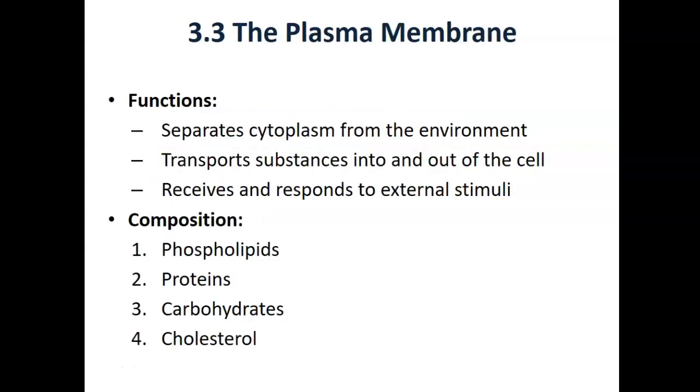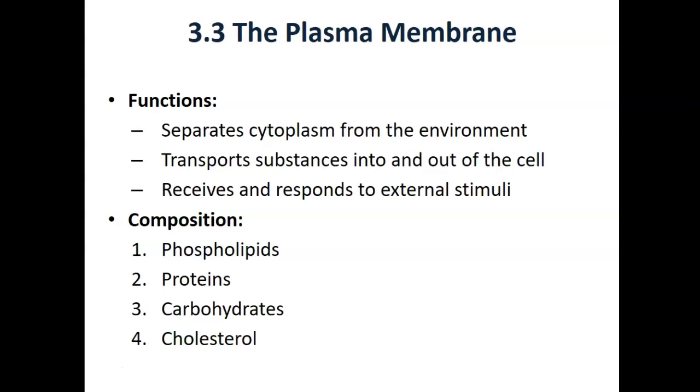The boundary of the cell is called the plasma membrane. The plasma membrane has the following functions. It will separate the cytoplasm content from the environment. It will allow substances to go in and out of the cell with selectivity. The plasma membrane will also receive stimuli from the environment and respond to it.